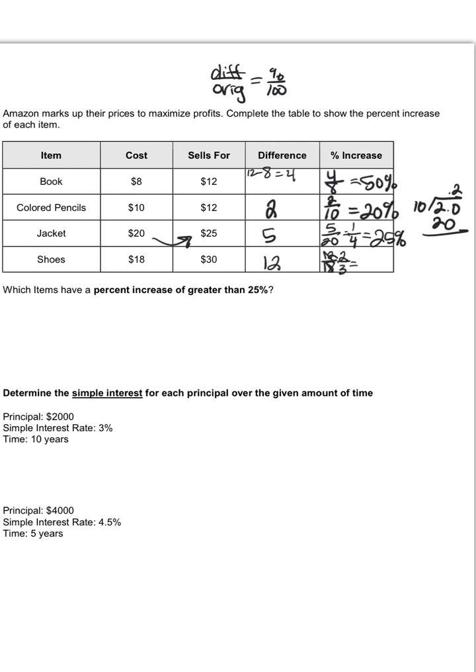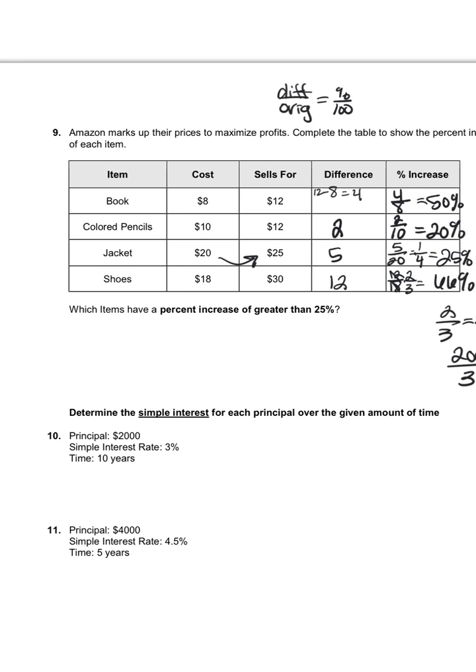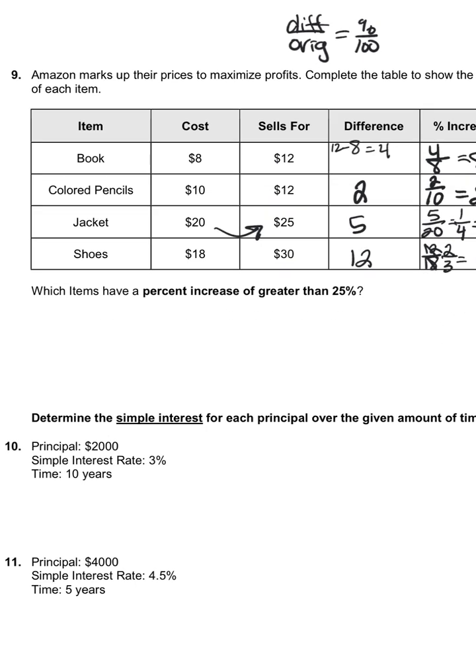You can use your cross product and solve this, and you can put this into your proportion of 2 over 3 is equal to percent over 100. I can have 200 divided by 3. When you do this, I believe you are going to get roughly 66% and some change, meaning that number is going to go on forever without an end. But that's not that important for us to be able to answer the question, because the question here is asking us which item has a percent increase that's greater than 25.